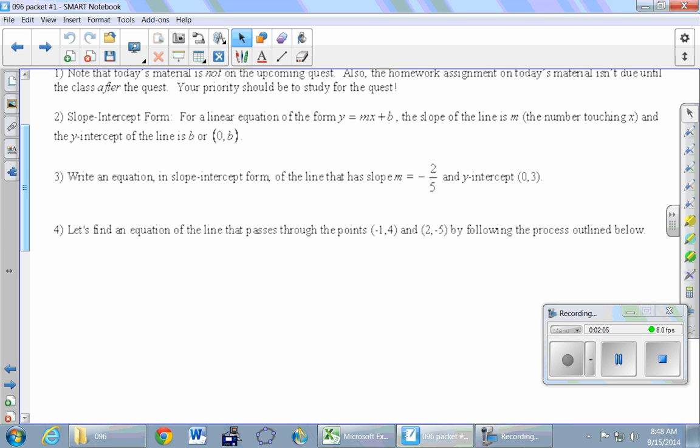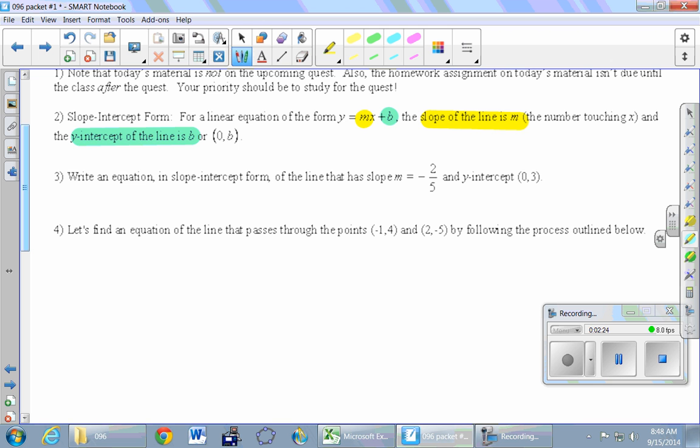What does the m represent? Slope. Super. That's always the number touching the x. And what does the b represent? The y-intercept. And so that's written out there. We'll give you some color coding here. So m is the slope, and b is the y-intercept. So most straightforward question you could get based on that equation is here in number 3.